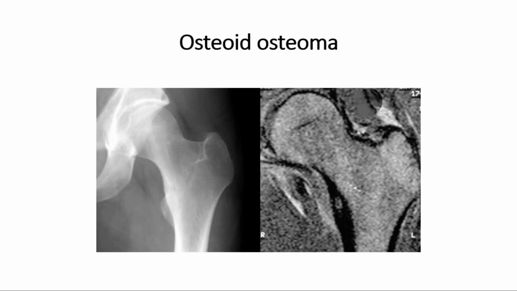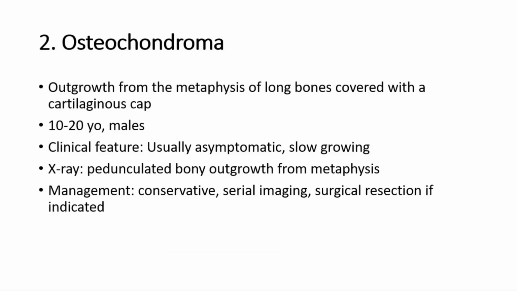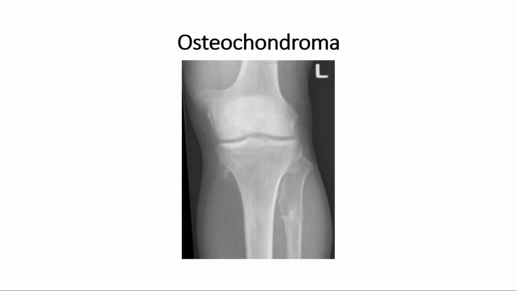Second, osteochondroma. They form as an outgrowth from the metaphysis of long bones, covered with a cartilaginous cap. Usually are asymptomatic and slow-growing. On X-ray, they show as a pedunculated bony outgrowth from metaphyses. Conservative management, and surgical resection for those with significant deformity or neurological symptoms. This picture shows multiple osteochondromas affecting the left knee.